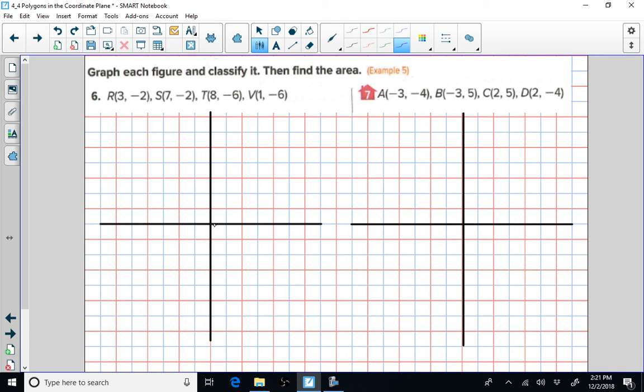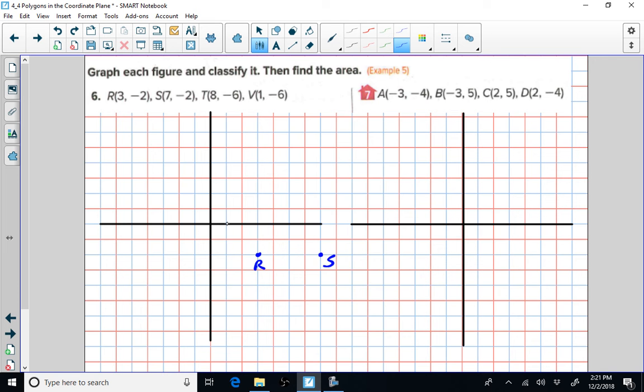3, -2 means I go 3 in the x direction, so I would count 1, 2, 3, and I would go down 2 in the y direction. I'm going to put a point. I'm going to label that R. Point S is located at 7, -2, so that's right 7, 1, 2, 3, 4, 5, 6, 7, down 2, and I put a point. I'm going to label that point S.